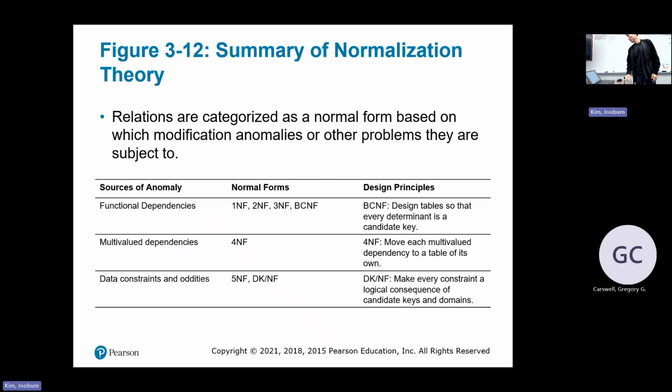So this is a summary of normalization. The source of the anomaly, the source of the problem: what is that? Functional dependency. What is functional dependency? Do you remember? Functional dependency.